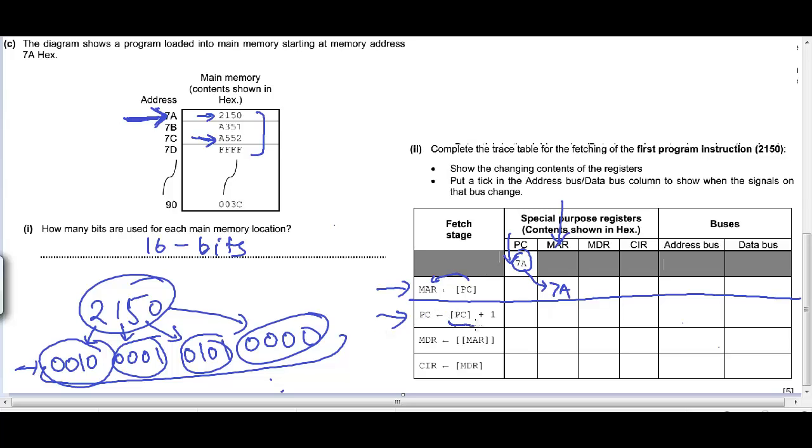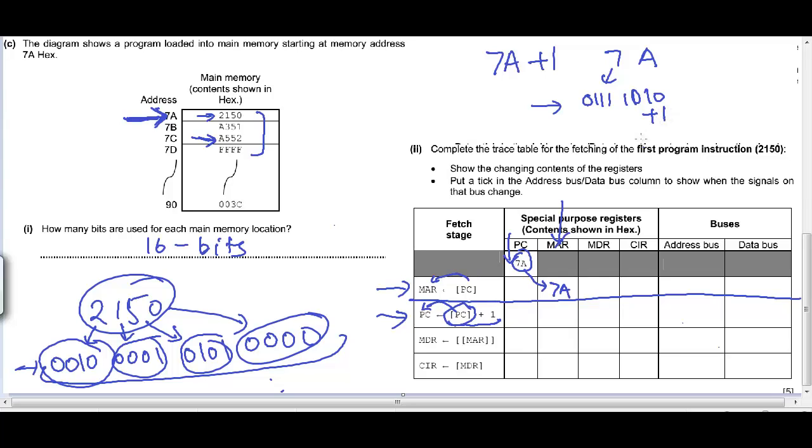Once this instruction has been executed, this is the next instruction that gets executed. In this instruction, the contents of program counter are incremented by 1, and the value is saved into the program counter itself. So where is the value going to be stored? In the program counter. The current value of program counter is 7A, and we are going to add 1 to it. Now 7A can be written down in binary form: 7 can be written as 0111, and A can be written as 1010. So in binary form we have 0111 1010.